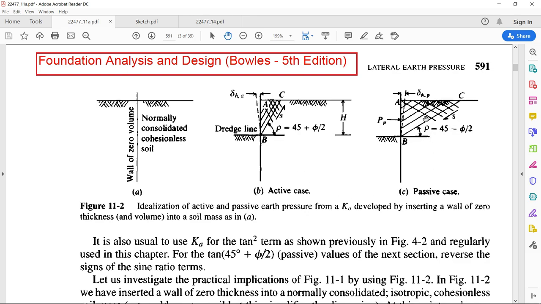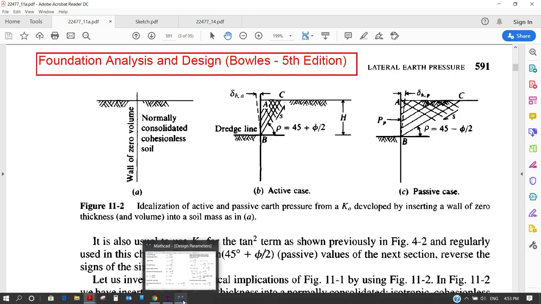And of course, passive is something different, where we push the wall against the backfill, then we have to use the passive pressure. Since this is not our case, I'm not going to discuss anything over here. So this was my explanation, that because of the excavation and empty wall condition, we have to use active earth pressure.